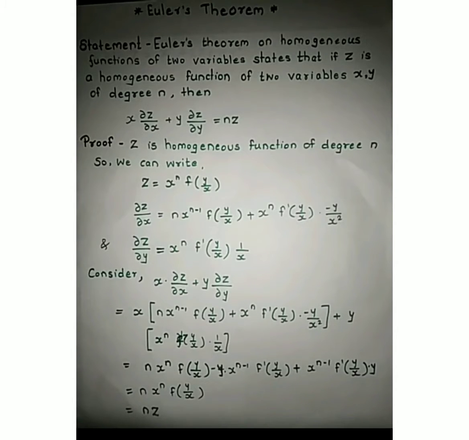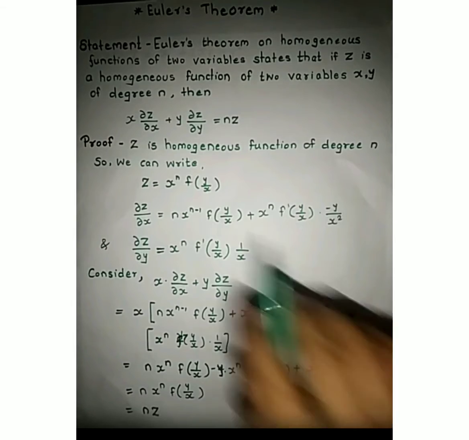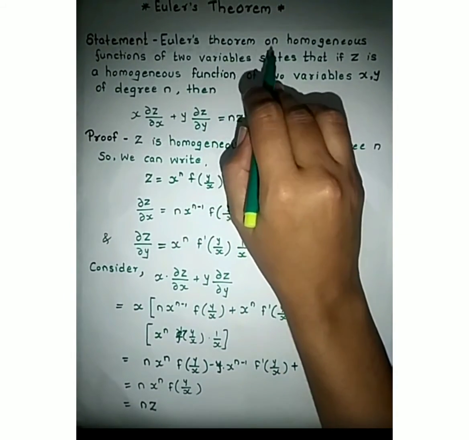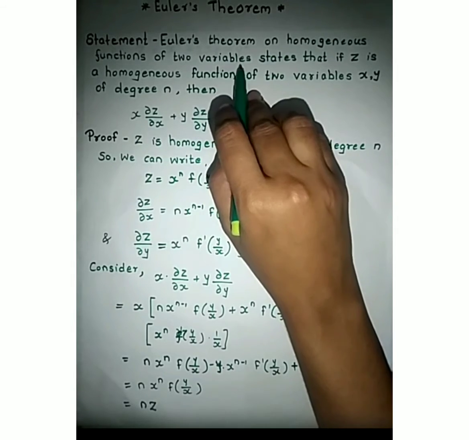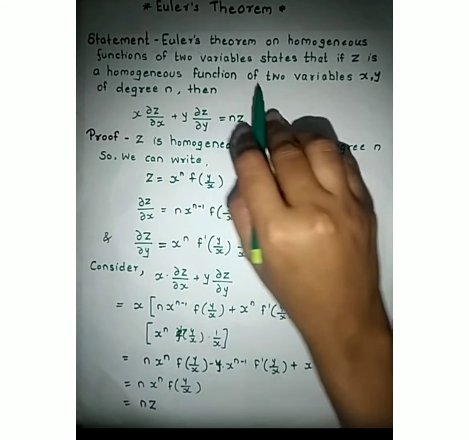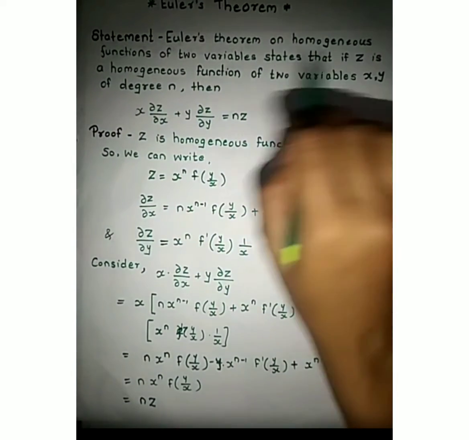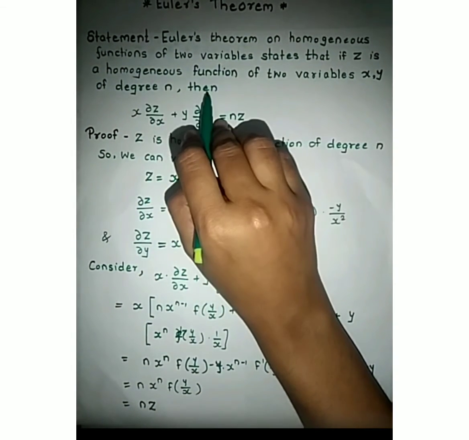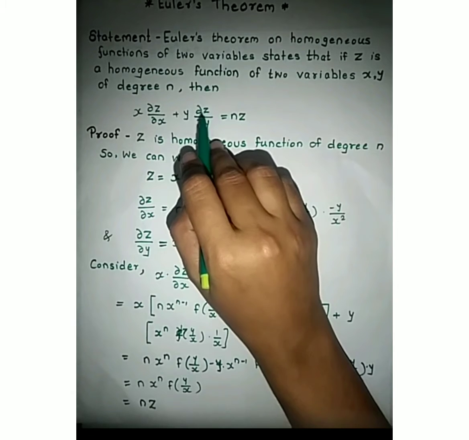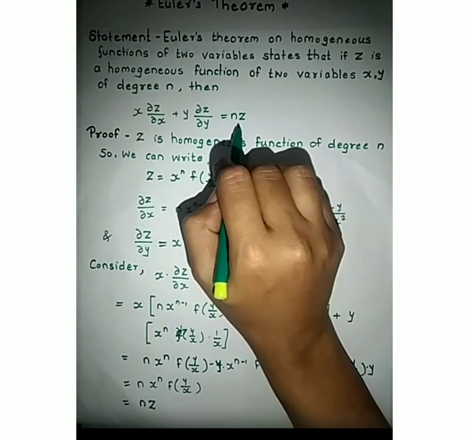Hello students, in this video we are going to learn Euler's theorem. So the statement of Euler's theorem is: Euler's theorem on homogeneous function of two variables states that if z is a homogeneous function of two variables x, y of degree n, then x ∂z/∂x plus y ∂z/∂y is equal to nz.